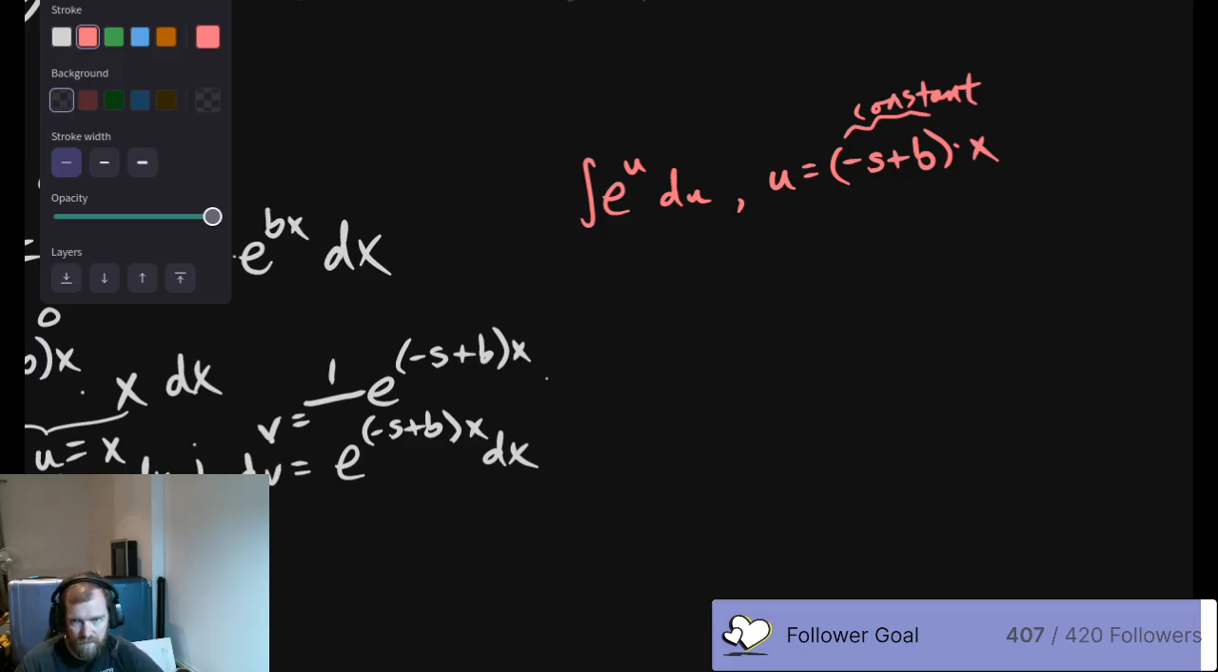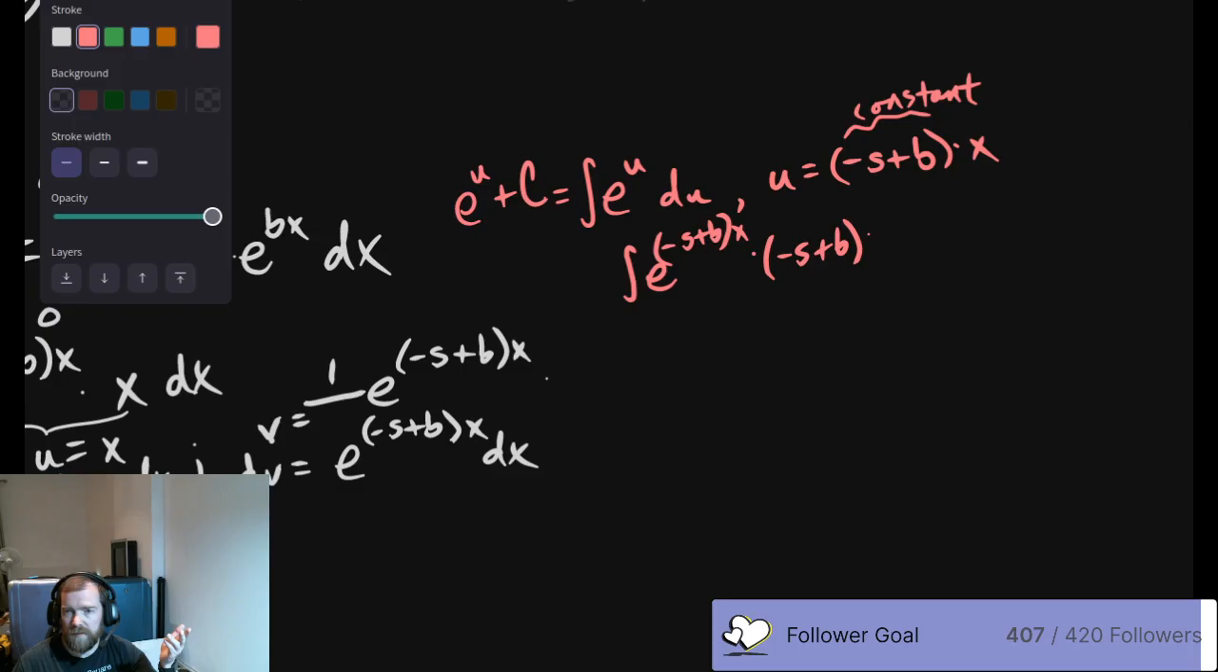So what we need to make this super easy, e to the u plus c, is to have e to the negative (s plus b) x times the derivative of that u thing. Well, it's, again, the constant stays where it is, negative (s plus b), times, now instead of x, we take the derivative of x, which is dx. So that's what we need, but we don't actually have it.